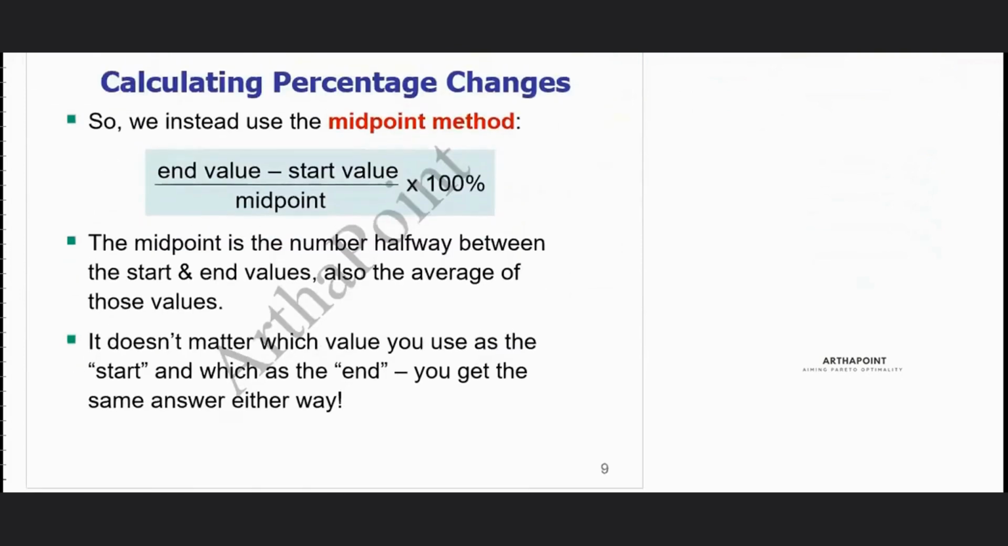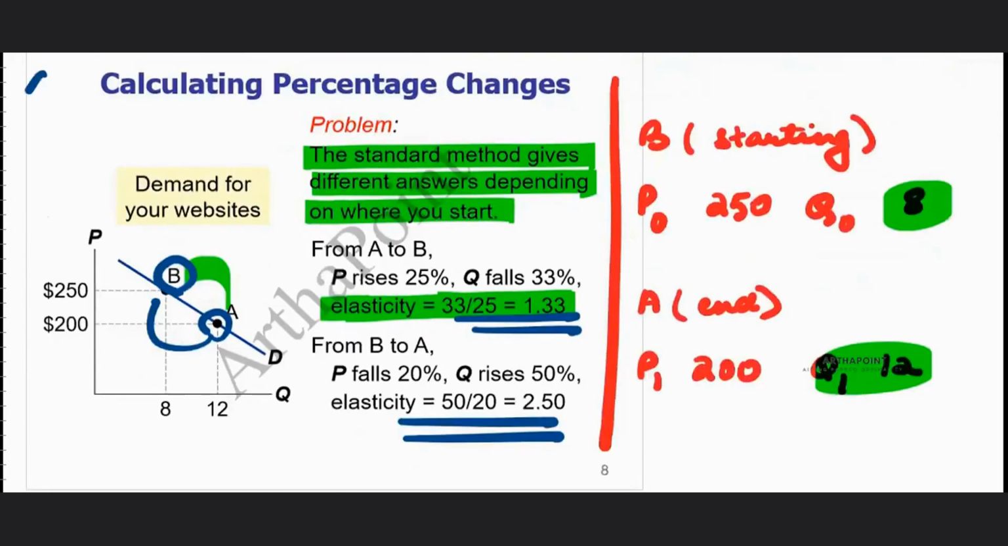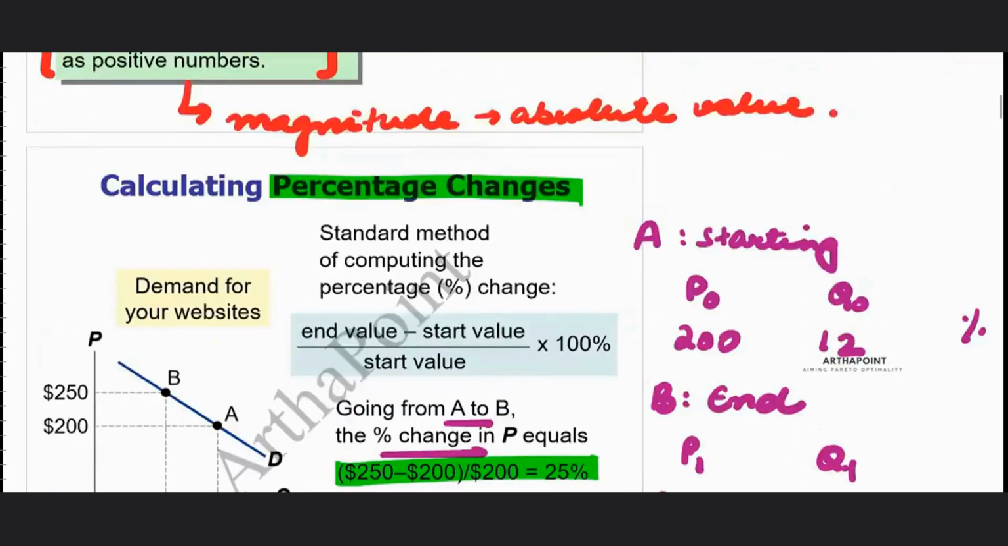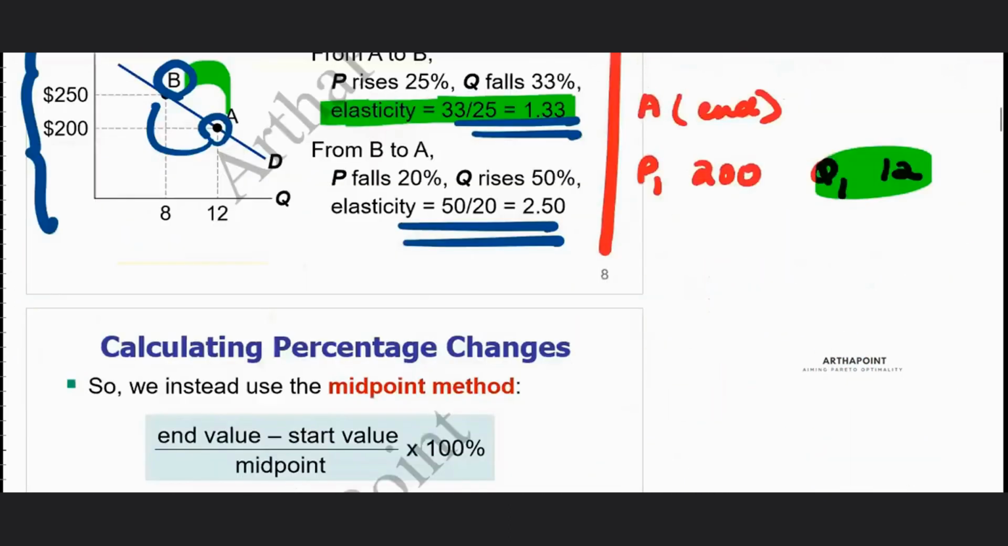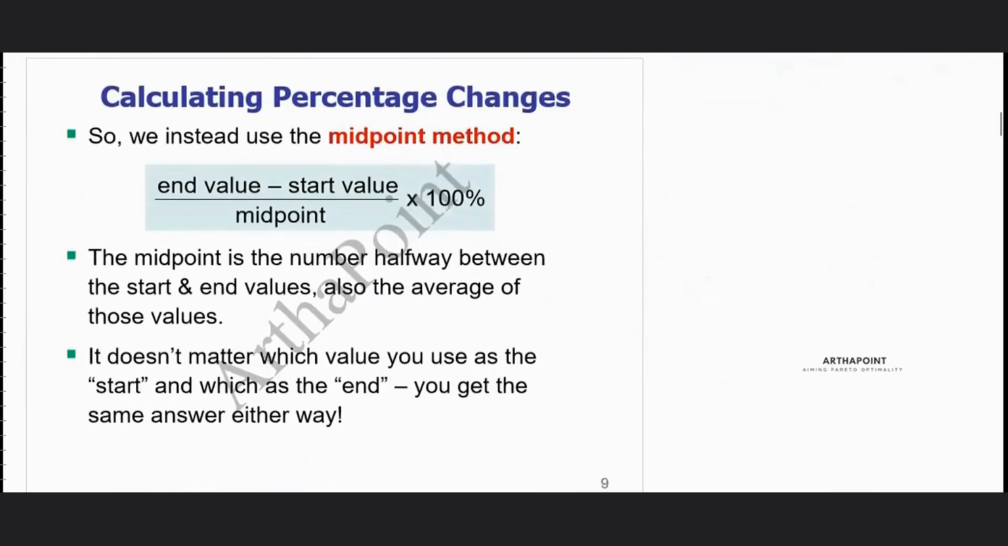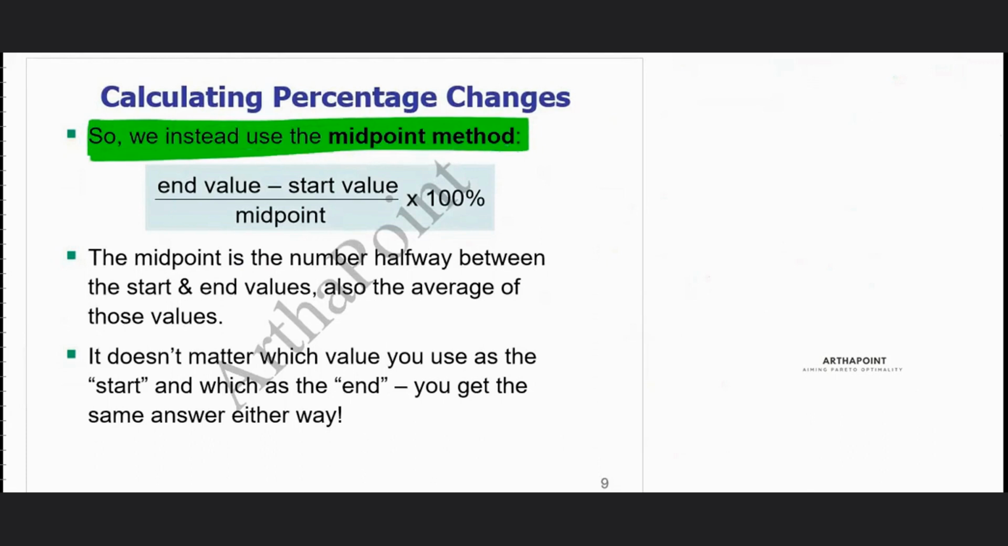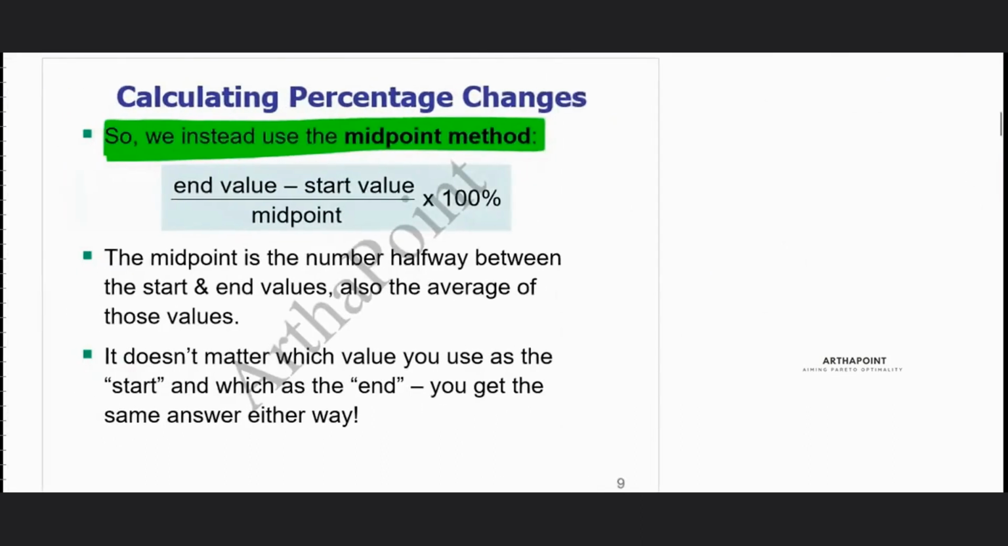Now, this is the first method. In this method, the problem that we are facing is that when we change the initial or the final point, the elasticity value changes. So there is an alternative to this. We can instead use something known as the midpoint method. The midpoint method is basically used to understand the elasticity such that the elasticity does not change from one point to another. So how do we find elasticity in that case?